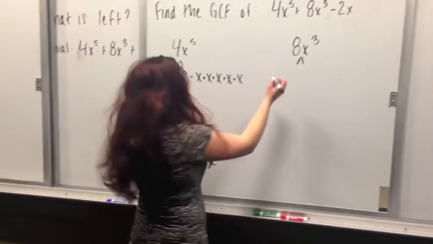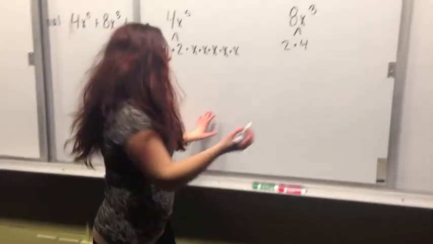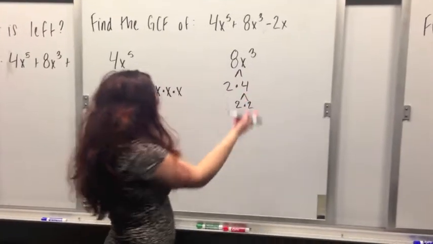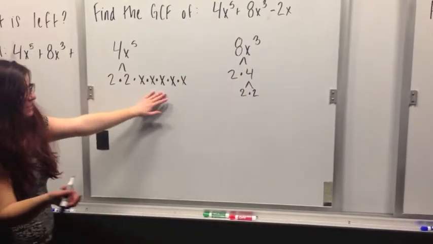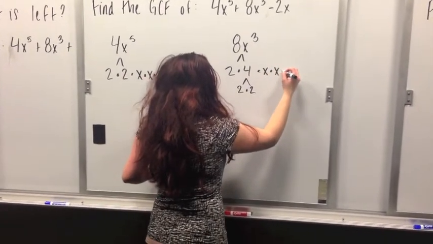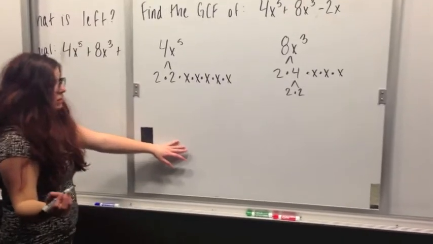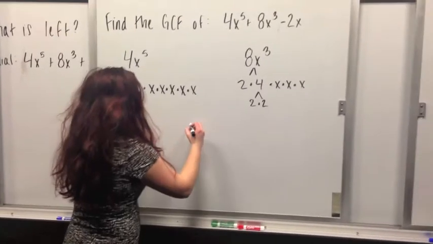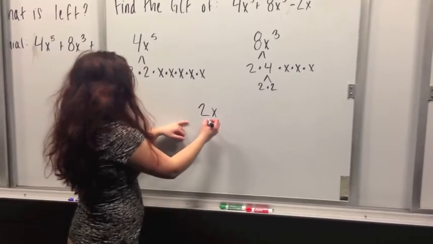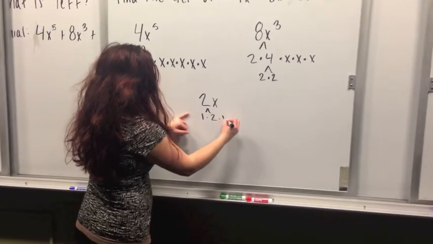8, we know, is 2 times 4. And we can break 4 down a little bit more into 2 times 2. And then my x cubed, just like my x to the 5th, we're going to have 3 x's. 1, 2, 3. And I'm running out of room here, so I'm just going to do my 2x down here. But really, can 2x be broken down anymore? I know you can't answer me when I ask you that, but it's just 1 times 2 times x.